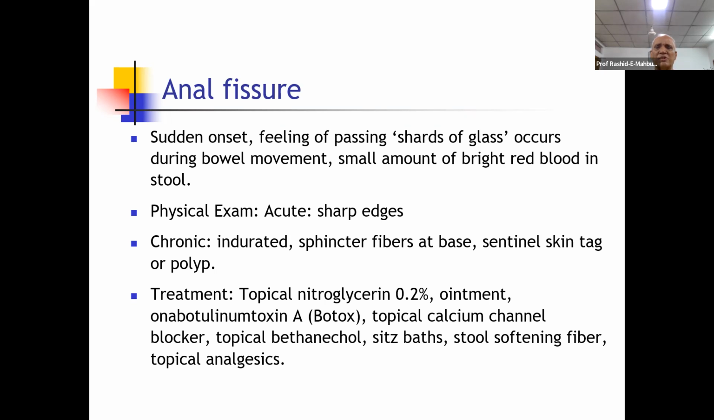Then chronic, it is indurated and sphincter fibrils are bathed. Sentinel skin tag, what we have said, that a skin tag will be there on anal fissure. But anal fissure, does it need surgery? The question comes. If there is a tear, then it needs surgery.